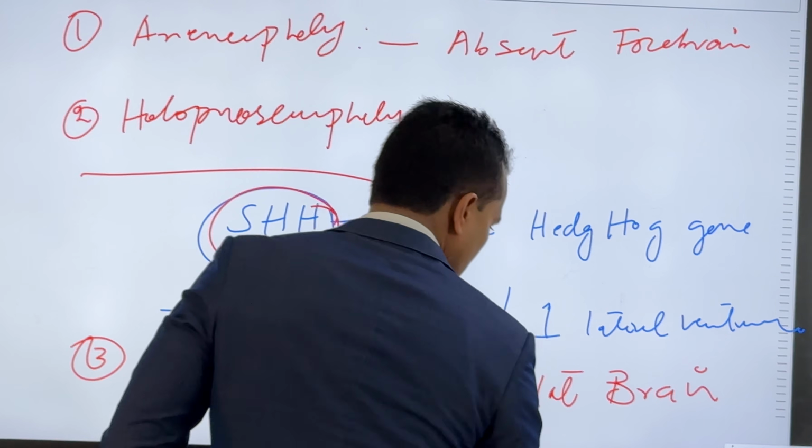Now we have to discuss some defects of the posterior cranial fossa. If you have learned the bones of the skull, you know that in the anterior cranial fossa you have the frontal lobe, in the middle cranial fossa you have the parietal and temporal lobes, and in the posterior cranial fossa you have the occipital lobe, cerebellum, and all the structures of the brainstem, and the brainstem continues as the spinal cord through the foramen magnum.